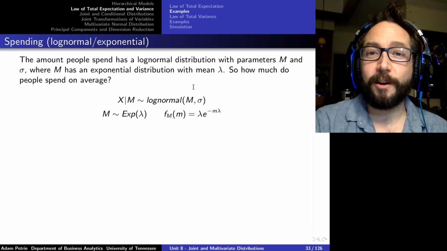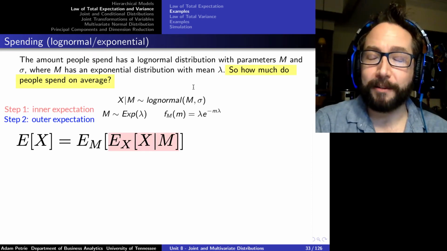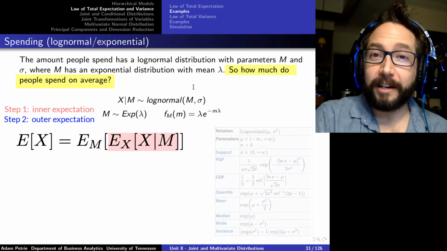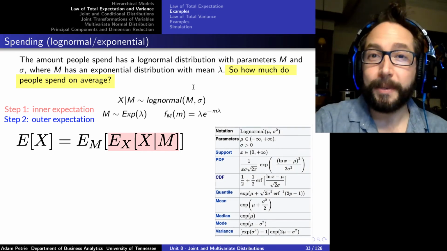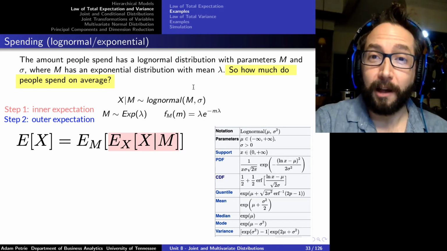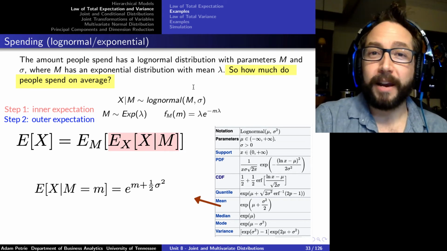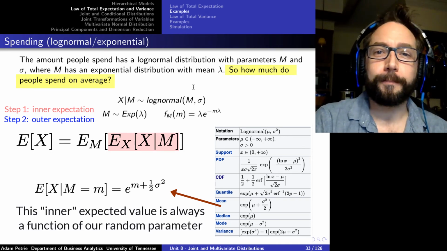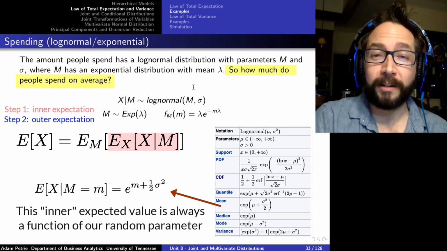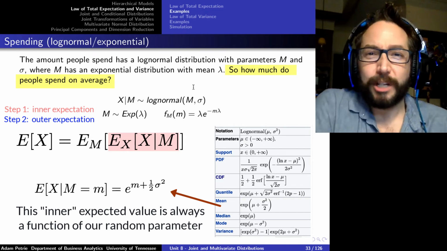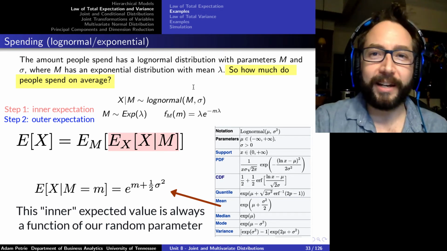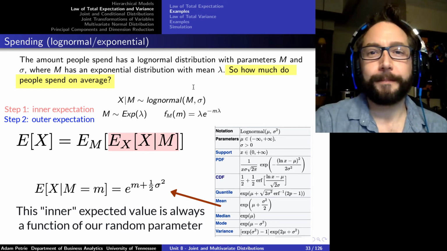So I would like to know what is the expected value of the amount of money that people are spending under this hierarchy. If m was a fixed number, I could look that up pretty easily just by going to the Wikipedia page for the log-normal distribution. And the formula for the expected value of a log-normal random variable is just e raised to the mu parameter, which we're representing by capital M, plus sigma squared over 2. And that's what I want to do for step 1 for my law of total expectation. Just pretend for the moment that m is a fixed number, that mu parameter is fixed for the log normal, and go ahead and look up its expected value, or derive it.